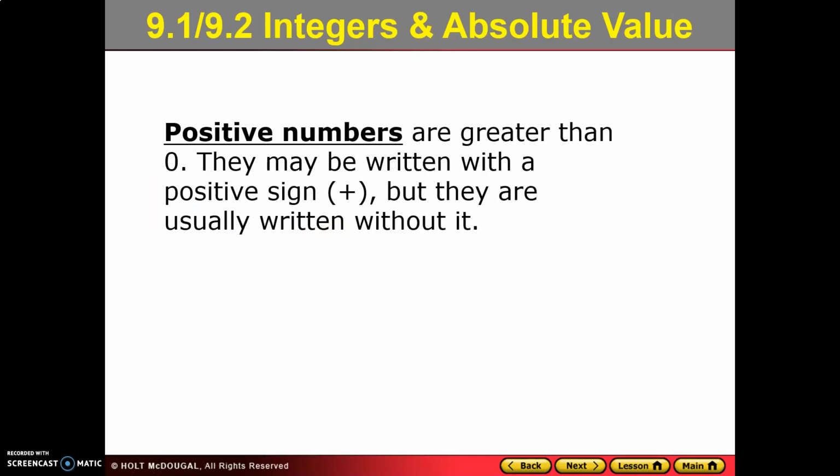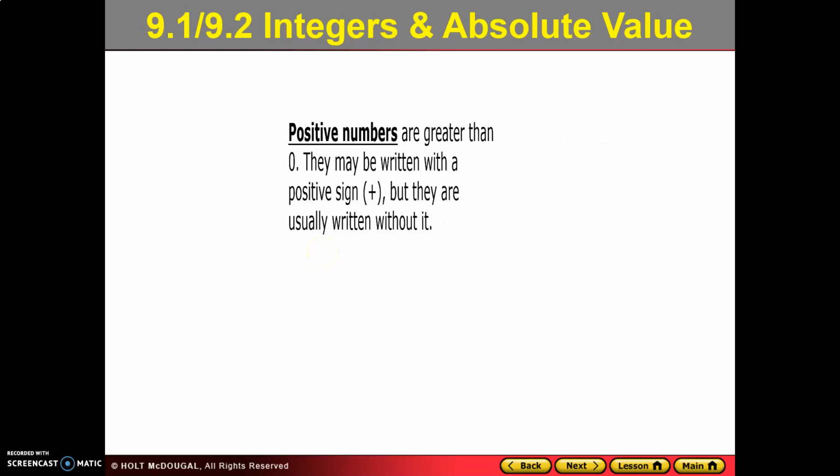And there are two definitions here. The first one you should know because we've been working with these our whole life. They're called positive numbers. Positive numbers are numbers that are greater than 0. So 1, 2, 3, 4, those are positive numbers. Sometimes they might have a plus sign in front of them, but a lot of times they're just written as the number. So if there's no plus sign, that means it's positive.